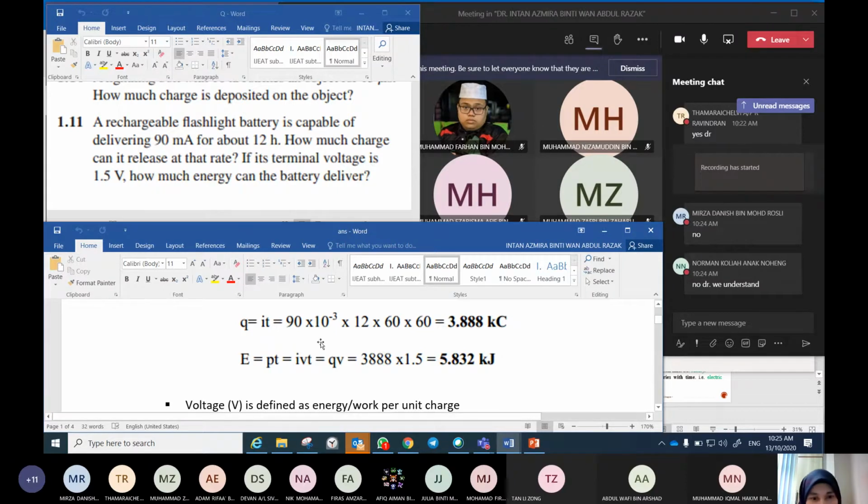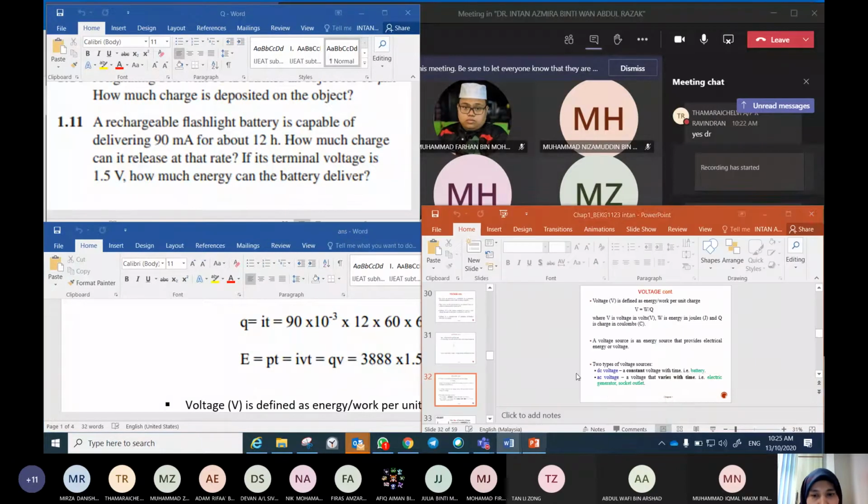Multiply with 12 hours. So 12 multiplied with 1 hour is 60 minutes. 1 minute is 60 seconds. So times 60 times 60, we get 3.888 kilocoulomb. Okay, and then the next question is how much energy?